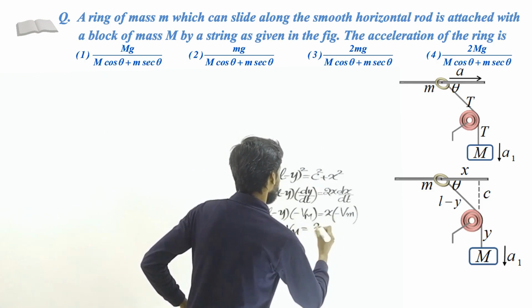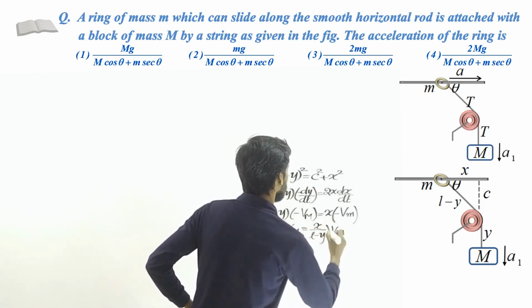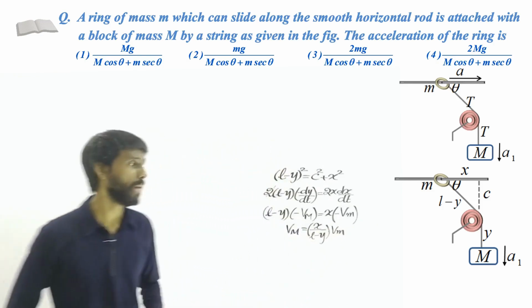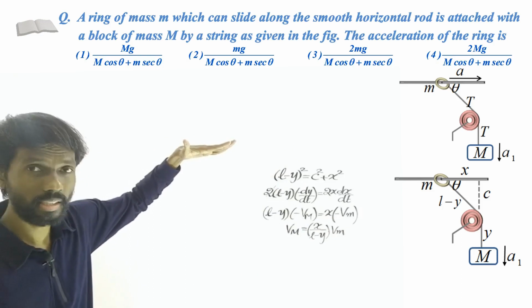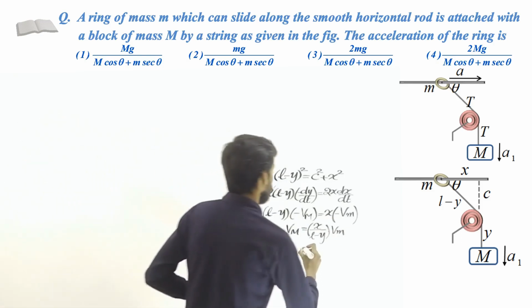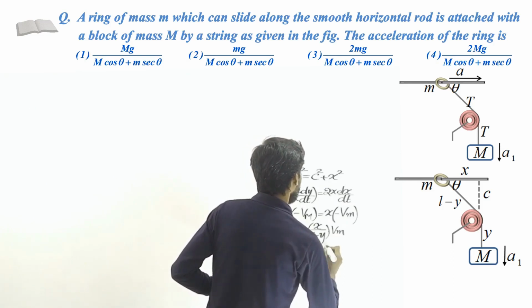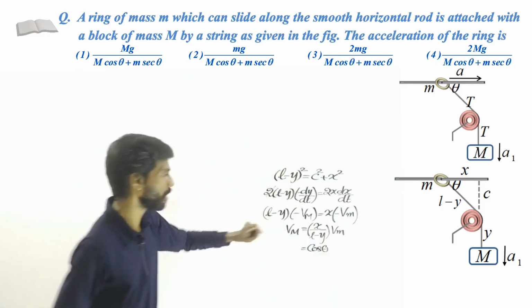So V_M equals x divided by L minus y multiplied by V small m. But what is x divided by L minus y? For the triangle, that is the adjacent side divided by the hypotenuse. So that is cos theta, if the angle made by that string with the horizontal is taken as theta.